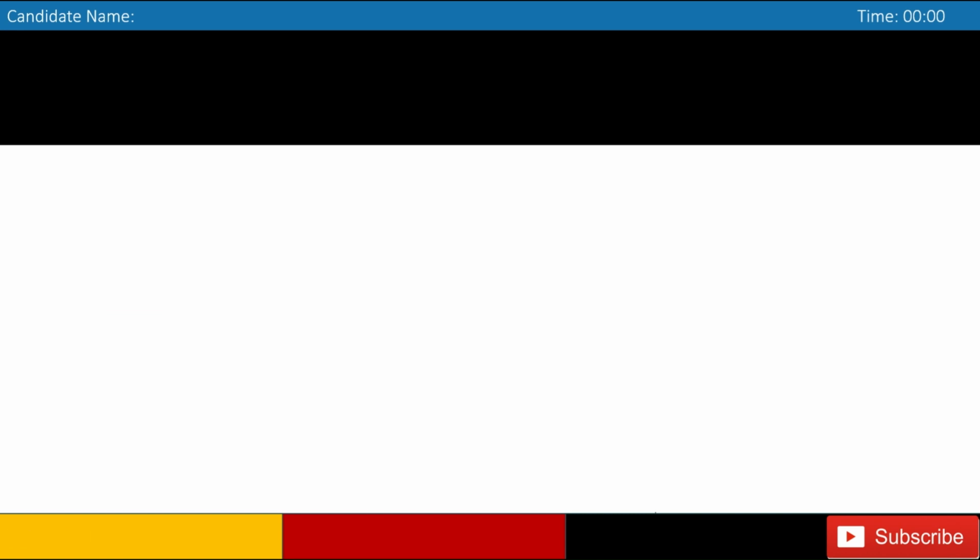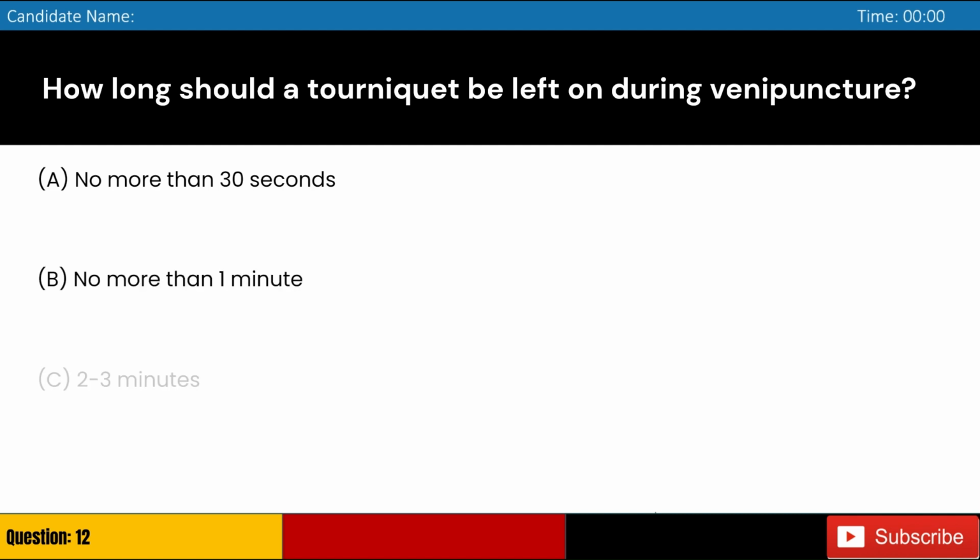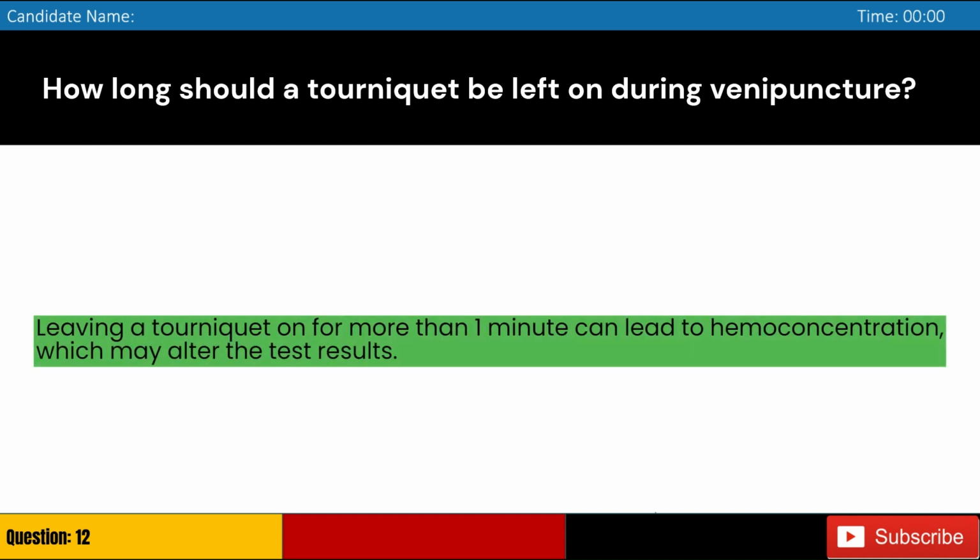painful. How long should a tourniquet be left on during venipuncture? A. No more than 30 seconds. B. No more than 1 minute. C. 2 to 3 minutes. D. 5 minutes. Answer: B. Leaving a tourniquet on for more than 1 minute can lead to hemoconcentration, which may alter the test results.